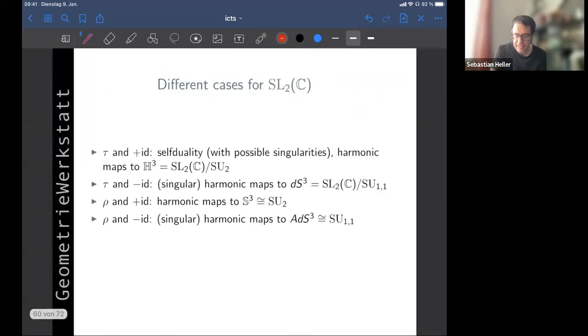And then there's the last case, which parameterizes singular harmonic maps to anti-de Sitter space, and likewise minimal, as a special case, minimal surfaces in anti-de Sitter 3-space, which of course play a role in the AdS/CFT correspondence. So all these different cases show up here in a natural way, and you get solutions to these equations by looking at holomorphic sections of these Deligne-Hitchin moduli spaces with certain reality conditions.